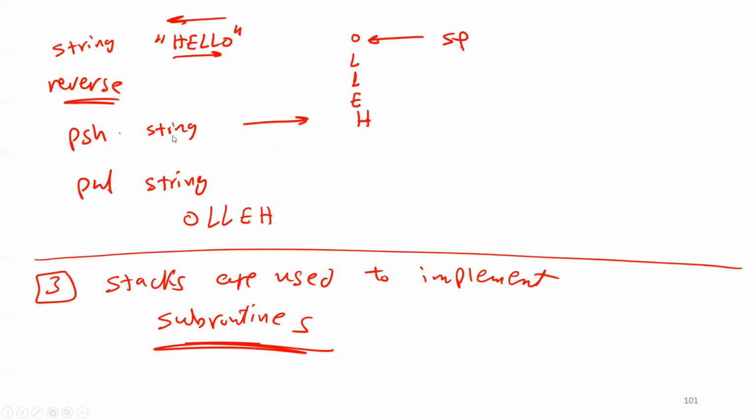Okay, one more thing. Sometimes some people use the stack this way. If I have a string and I want to reverse it, some people do it this way. I push H, push E, push L, push L, push O. When I pull, I'm going to pull in reverse order: O L L E H. So if you push an array or a string like this, when you pull it back, it's going to be in reverse order. Why? Because last in, first out. Some people use it this way.